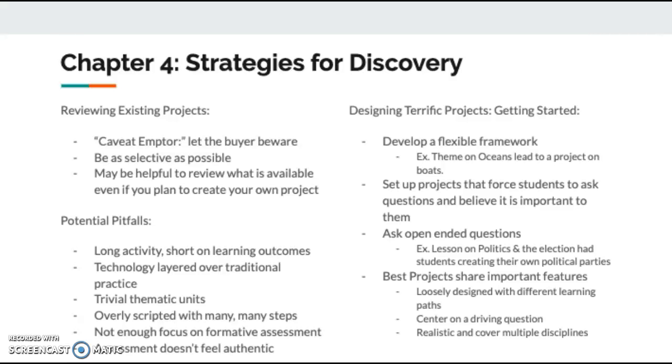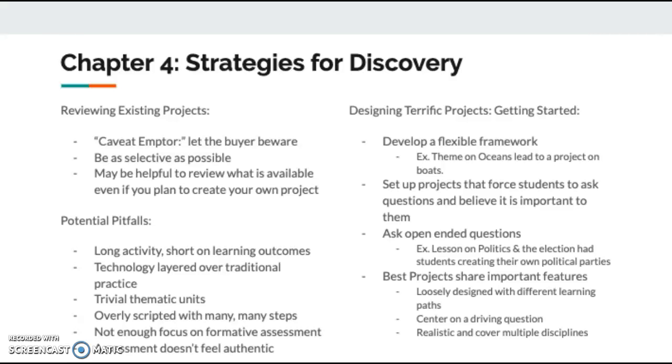You don't want to do trivial thematic units. They're a little bit difficult with project-based learning because they are too broad. They don't dive deep enough, and we'll talk about that a little bit later. You don't want it to be overly scripted with too many steps, because if it gets too specific, students don't really have the freedom to go down their own learning paths and focus on things that really interest them.